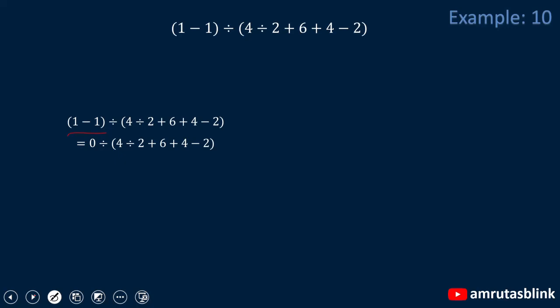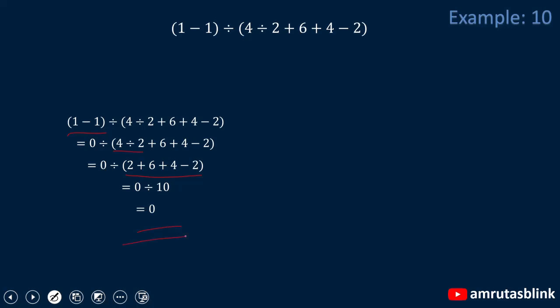Now within this bracket we need to solve the division. So 0 ÷ (2 + 6 + 4 − 2). Now we can find out the answer of this bracket. So 0 ÷, now 2 + 6 is 8, 8 + 4 is 12, 12 − 2 is 10. So 0 ÷ 10, which is equal to 0.